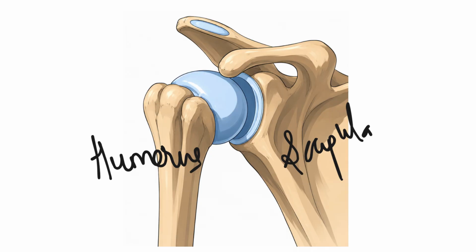The type of shoulder joint is synovial joint, ball and socket type. So coming to articular surfaces, the joint is formed between two bones. One is scapula and another is humerus. To be more specific, the glenoid cavity of scapula and head of the humerus.